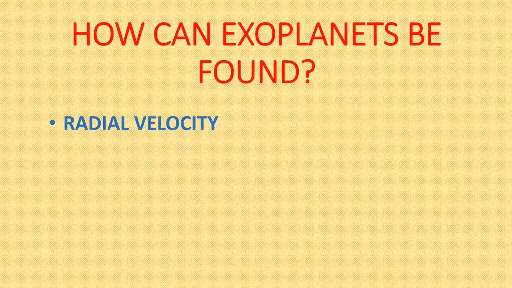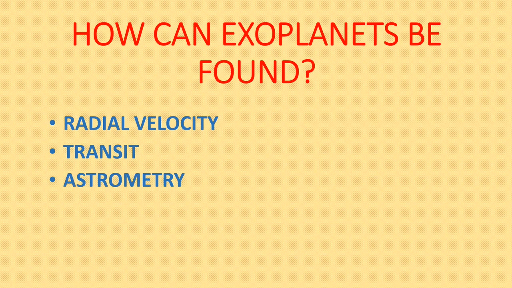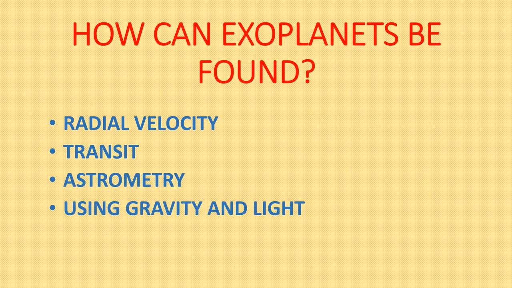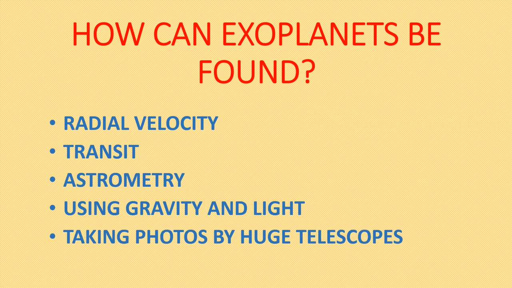So now let's see what the five ways are in which exoplanets can be found. The first one is radial velocity. The second is transit. The third is astrometry. Fourth is using gravity and light. And fifth is taking photos by huge telescopes. Now in this video, I'm only going to explain three ways.